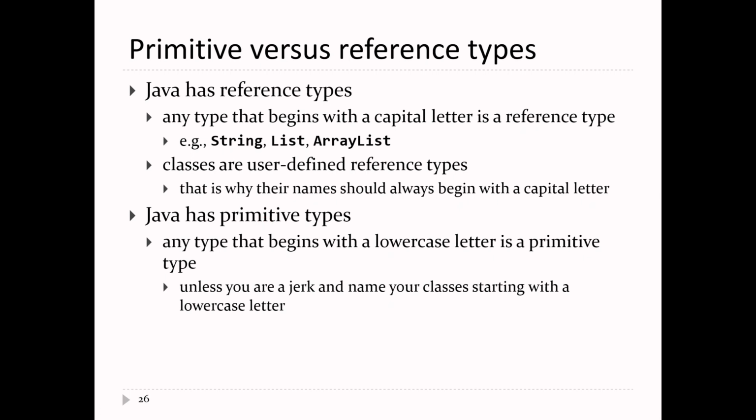The primitive types are all lowercase. int is lowercase i, n, t. double is lowercase d, o, u, b, l, e. So any type that begins with a lowercase letter, a Java programmer will automatically assume that it's a primitive type value. Unless you happen to be a jerk and you name your class with a lowercase letter, and then you confuse everybody that's reading your program. So don't be a jerk.